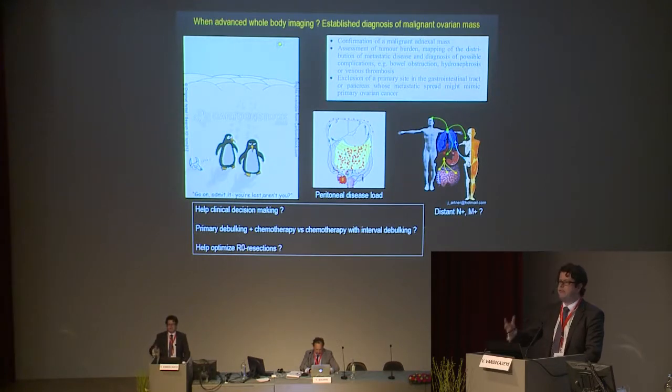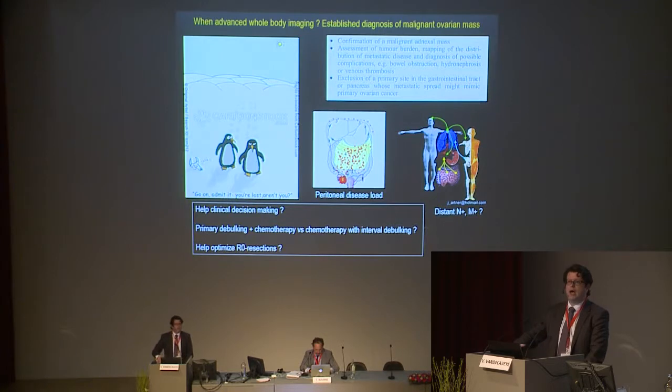Well, actually, when you have a near established diagnosis of malignant ovarian mass. So not for a doubtful mass, like Professor Thomassin-Naggara will show, we have other MRI techniques for that. But when you are very suspicious of malignancy, just like the first presenter said, we will try to confirm the presence of the malignant adnexal mass. Second, assess the tumor burden and do staging for preoperative assessment. And third, not unimportantly, exclusion of a primary site in another organ, like the gastrointestinal tract, that can give metastasis to the ovary.